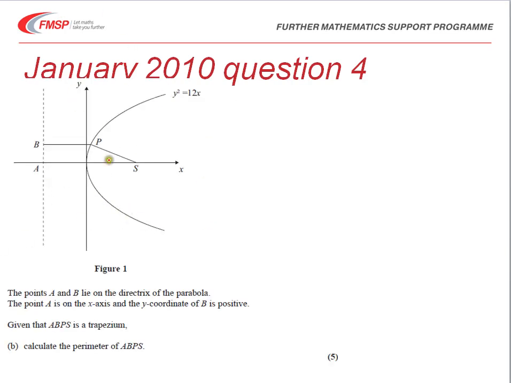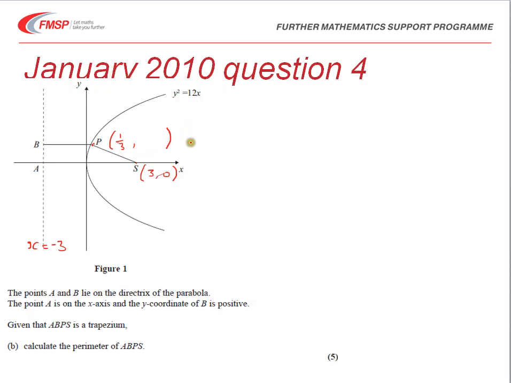I'm going to write in on my diagram some coordinates now. Quite a good idea for you to do this. We know that S is at (3, 0). We know that the directrix is therefore x = -3. And the question had told us before that P has x coordinate equal to 1/3. So we need to work out, I think, first of all, the y coordinate of P.